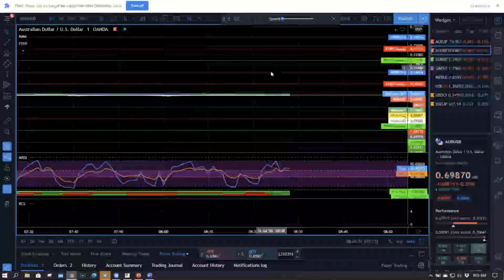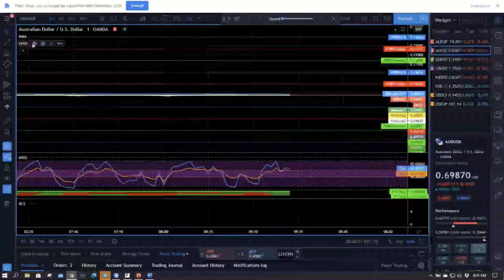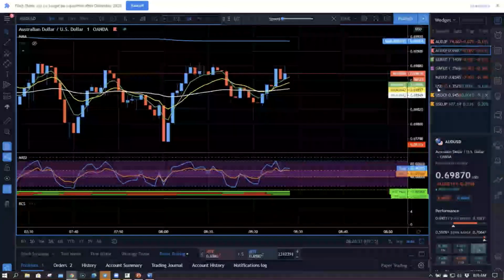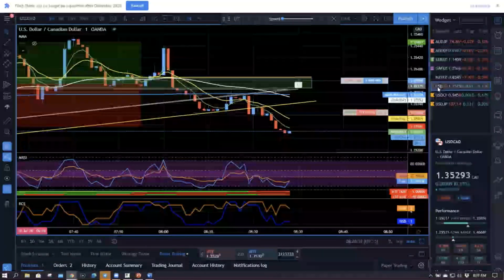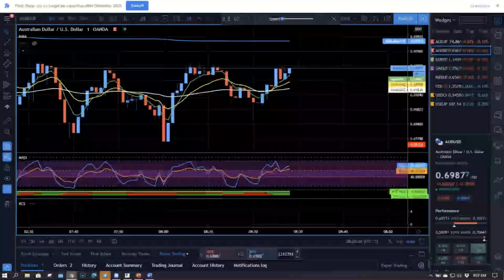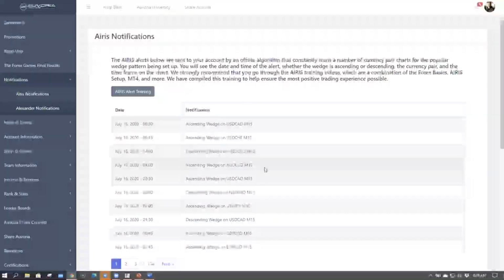Got one more question, friend. Okay, so I got to know that while making this wedge, the A point will be the lowest point and B will be the high. That depends. That's what we're going to talk about. And there will be a C and a D. Yeah, so we'll talk about that. That all comes down to what kind of wedge AIRIS gives you. Is it descending or ascending?